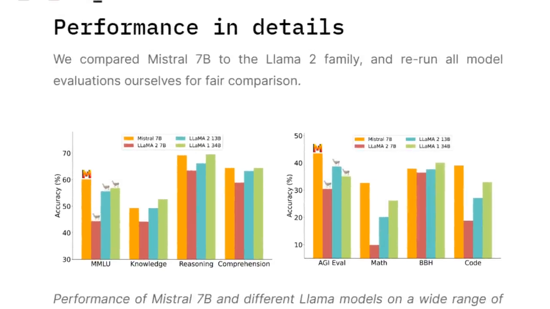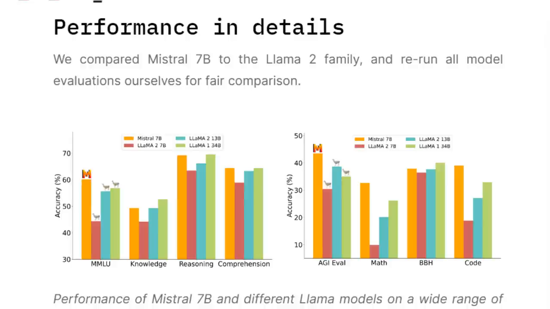You can see here they've got a graph of the performance in detail for the different benchmarks, comparing the Mistral 7B to the LLaMA 7B, the LLaMA 2 13B, and also the LLaMA 1 34B. Based on these graphs, we can see that it's doing very well with the MMLU scores. Apparently the model can do both English and code, and perhaps the ability to do code has helped it with the AGI Eval scores, where it seems to be scoring much higher than the two LLaMA 2 models and the LLaMA 1 34B model.